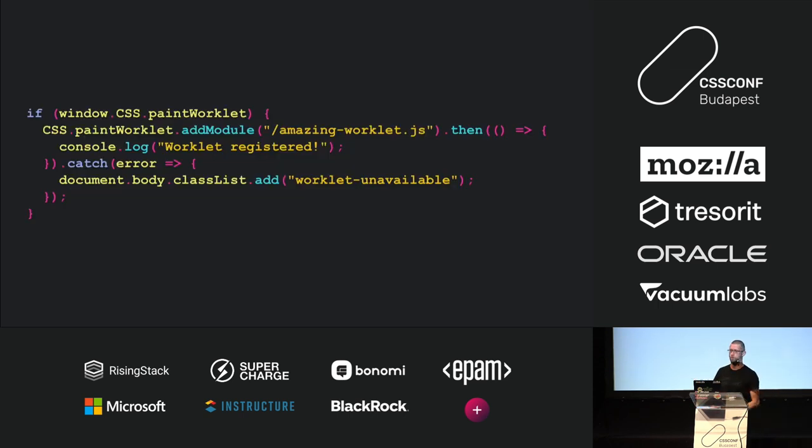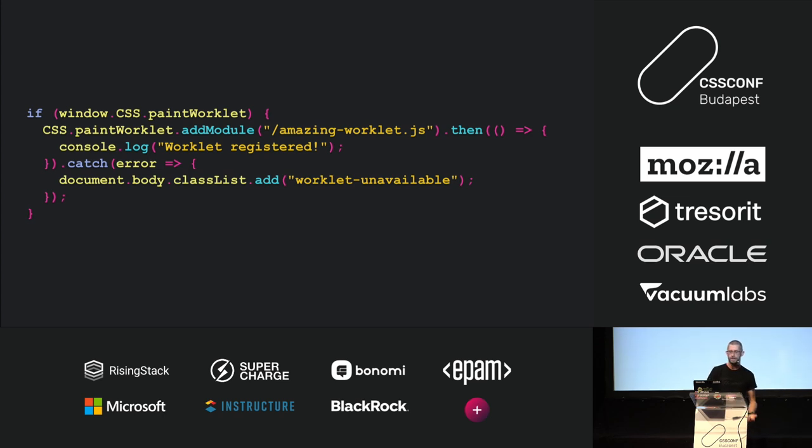Now, for another question. What if a paint worklet fails to load for whatever reason? And this is where promises are your friend. You might recall that in order to load a paint worklet, we have access to a promise when it completely loads, or conversely, when it fails to load. And in this case, we can compensate for this in the promise's catch method, which executes if the promise was rejected, in this case, if the paint worklet failed to load for some reason.